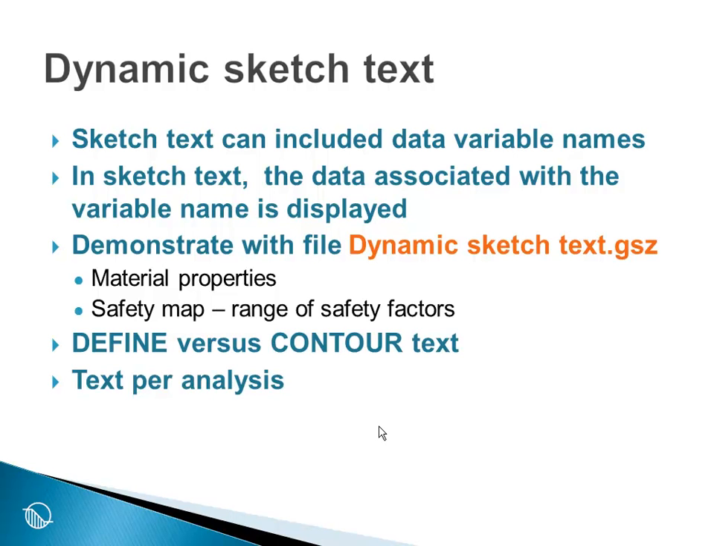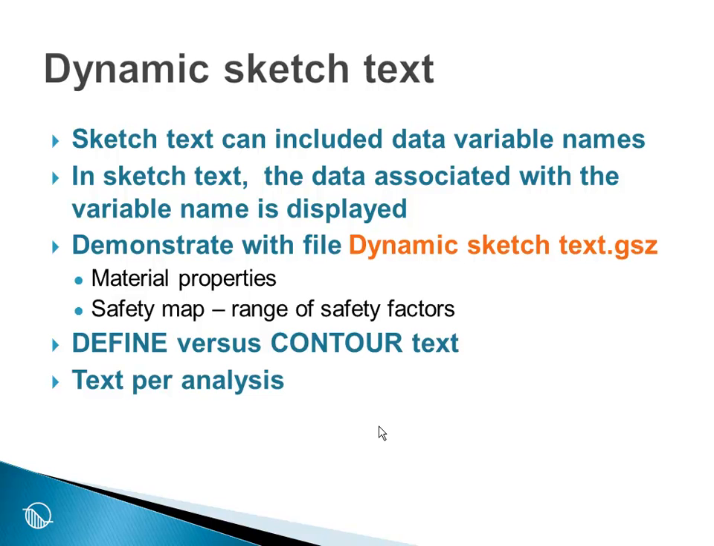Sketch text can include data variable names. That is, as the data changes, the sketch text changes on the drawing. We call this dynamic sketch text. In sketch text, the data associated with the variable name is displayed.